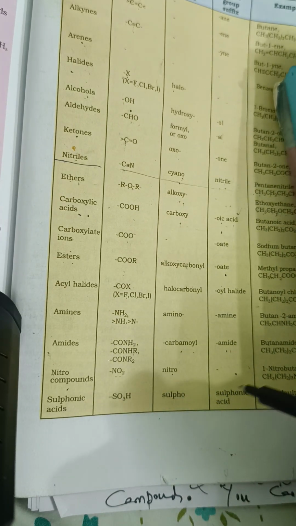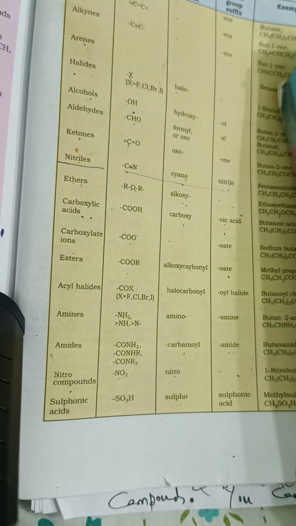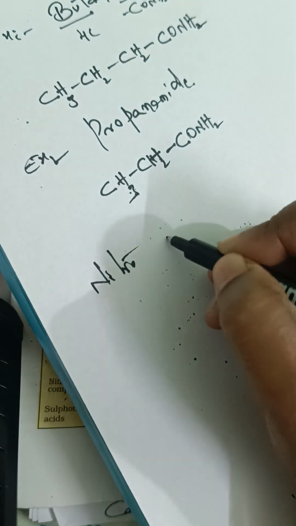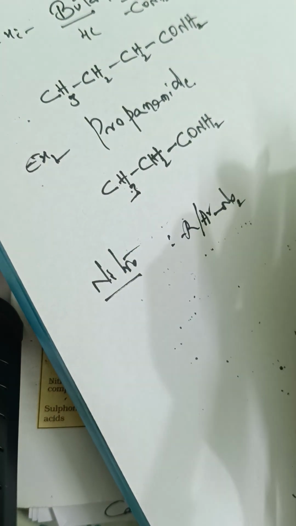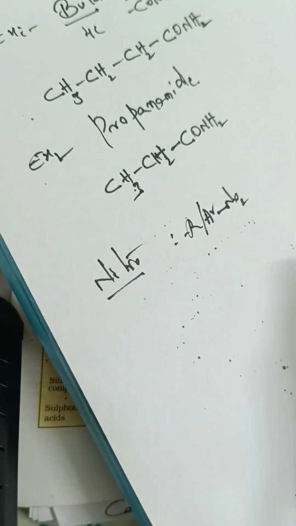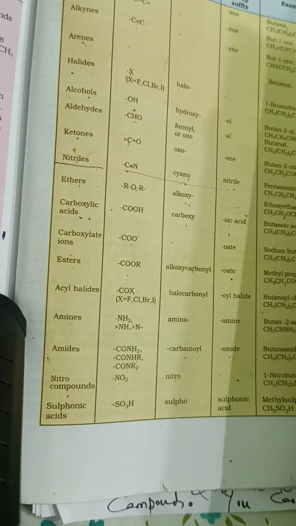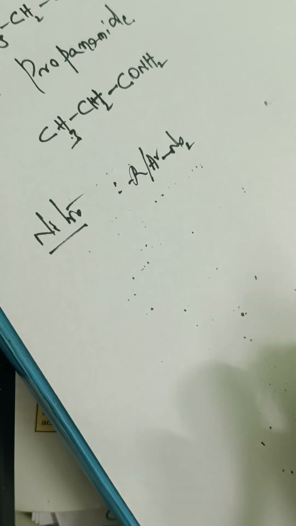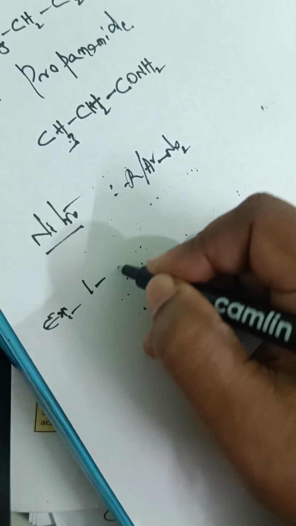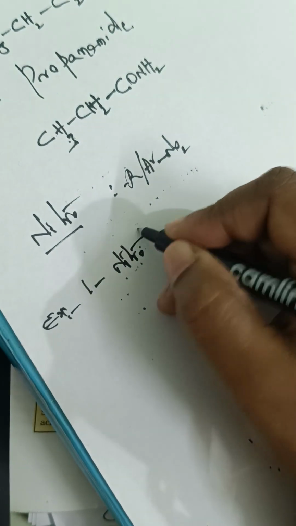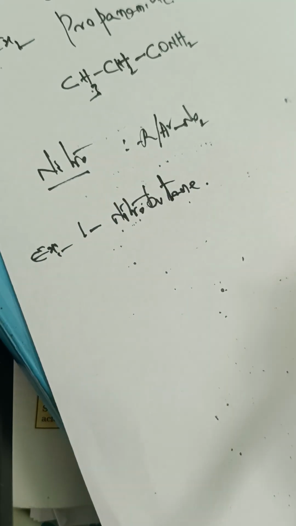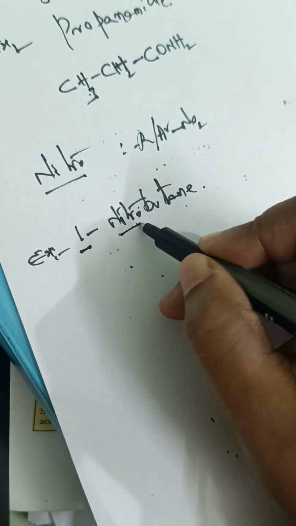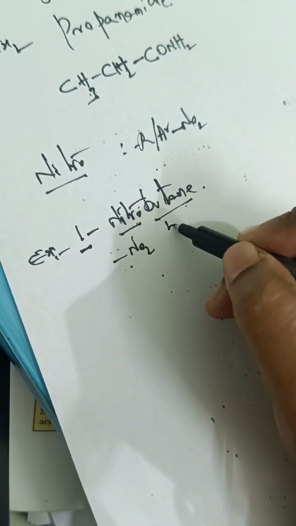And then here you see the example under the nitro compounds. 1-nitrobutane, they have taken. Nitro is nothing but a bond to NO2, which means you can have alkyl or aryl groups. 1-nitrobutane: at the first position the nitro group, that is NO2, should be present, and buta means 4 carbon atoms.